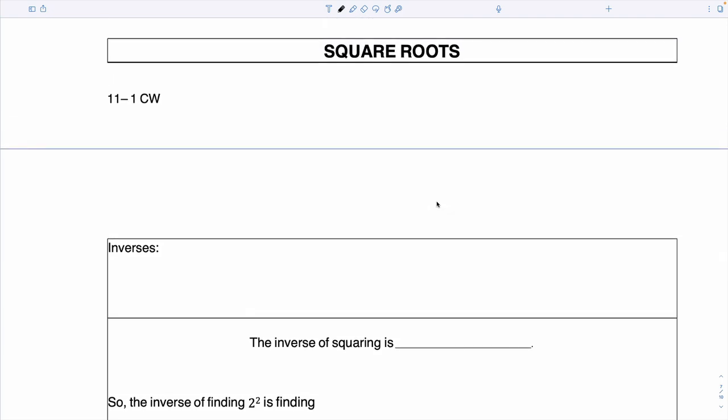Okay, so perfect squares are taking the same number and multiplying it by itself 2 times. The square root is the opposite of that. If you're finding the square root, it is the inverse of a perfect square. So square roots versus perfect squares are inverses.